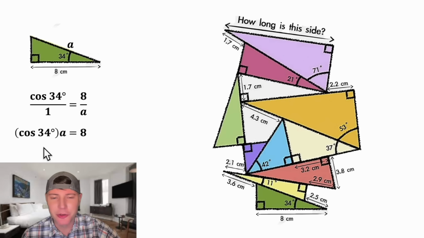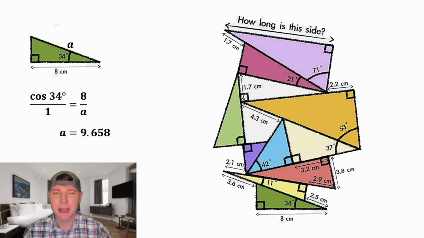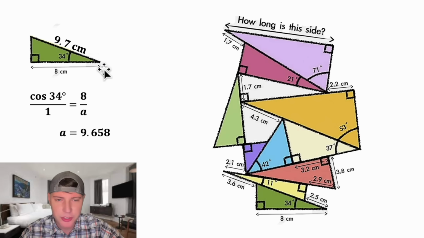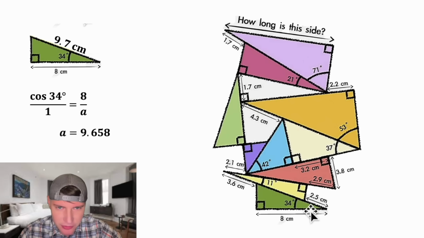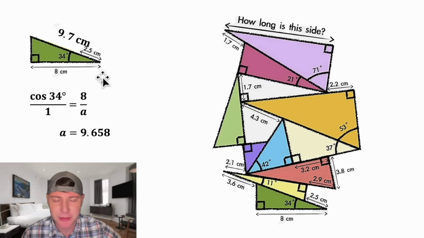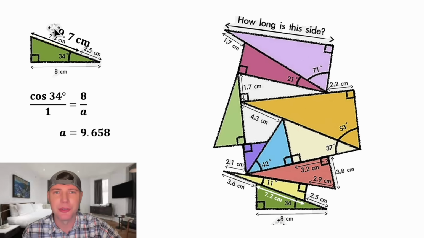And cosine 34 degrees is equal to 0.8290. From here, we can divide both sides by 0.8290, and that gives us a is equal to 9.658. And that's just approximate, and they only go 1 decimal point here, so let's just go 1 decimal point. So this whole side is 9.7 centimeters. Let's try to find this part of the yellow triangle. So the whole side is 9.7 centimeters, and this piece is 2.5 centimeters. That means this remaining portion will be equal to 7.2 centimeters. So let's update this side of the yellow triangle as 7.2 centimeters.